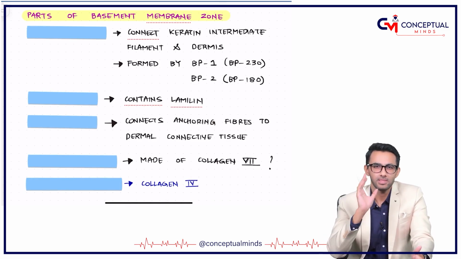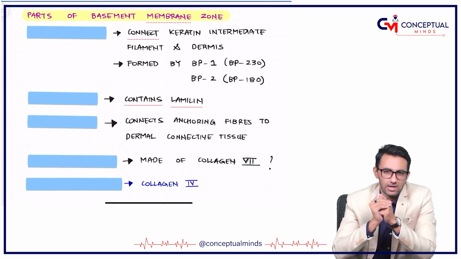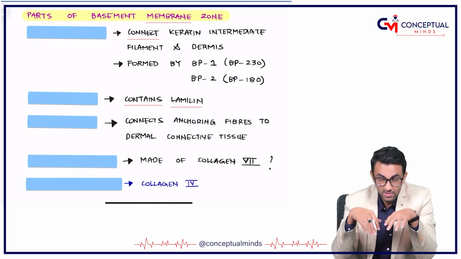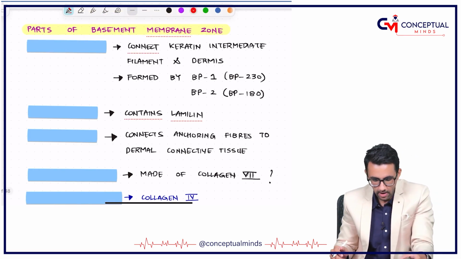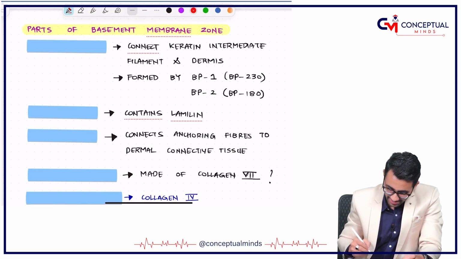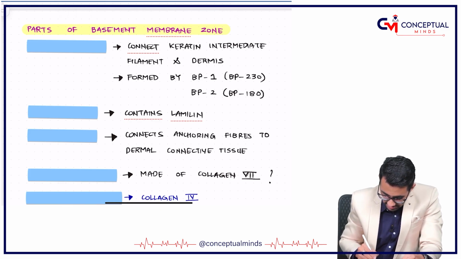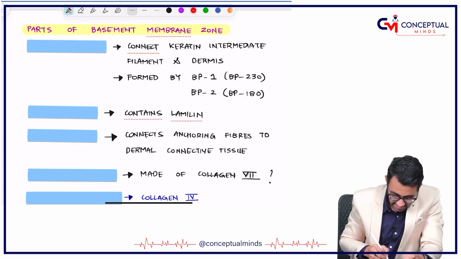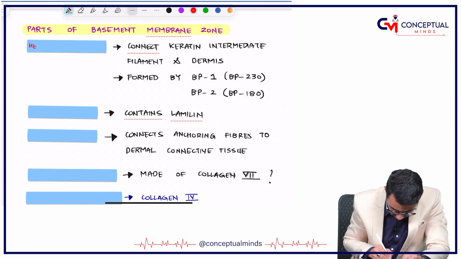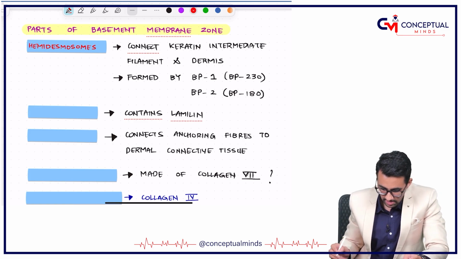I hope that was a very clean understanding of the whole basement membrane. We'll go back to the diagram once again. This is your part, I've done my part. The question is: which fiber connects keratin intermediate filaments and the dermis? The answer is the hemidesmosomes. This is by hemidesmosomes.